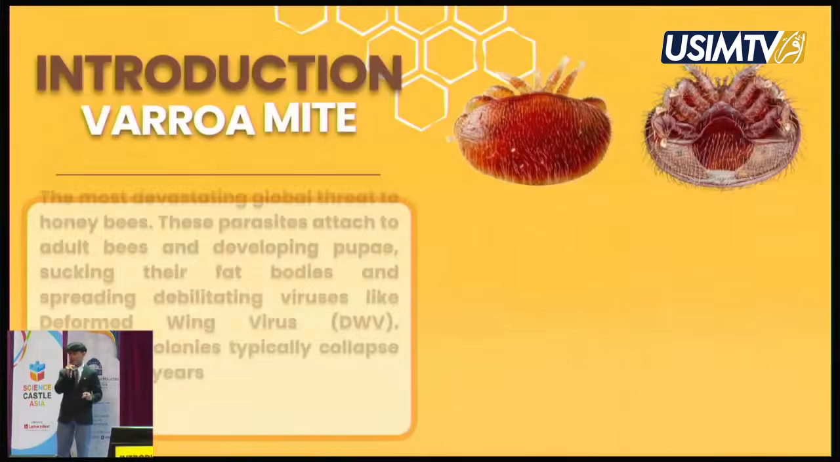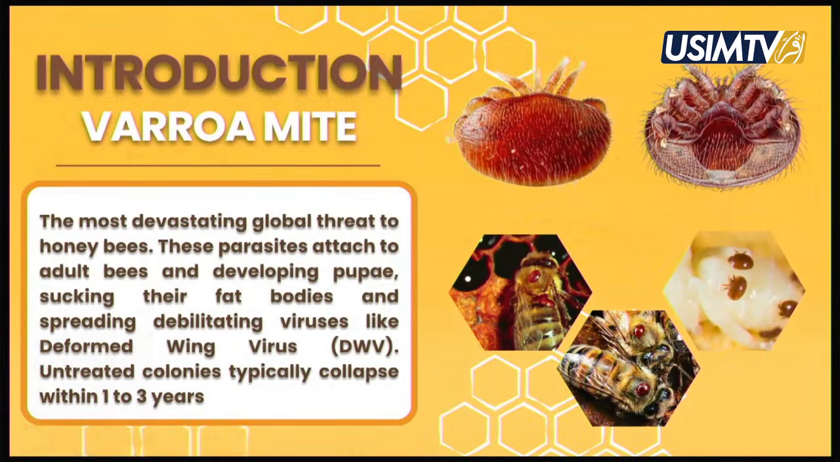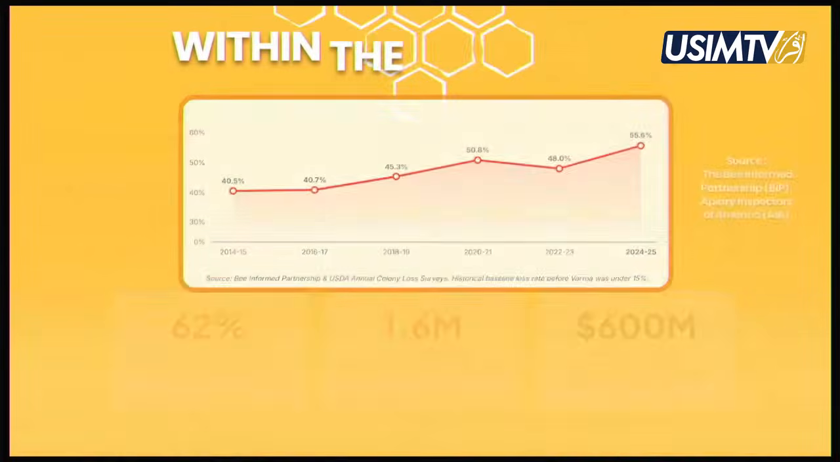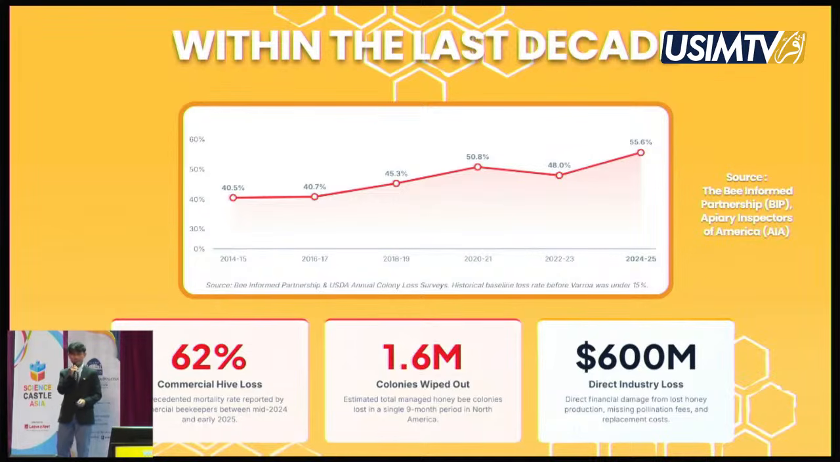These little guys are just as small as our fingertips, but they could devastate a whole bee colony within just 3 years. The way they work is that they attach themselves to the honeybee's body and basically suck all their life force, and that spreads deadly diseases. Within the last decade alone, these mites have wiped out over 1.6 million bee colonies in the world. And this year, the bee mortality rate has reached an all-time high of 55%.